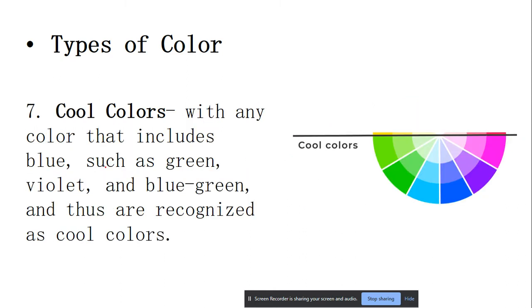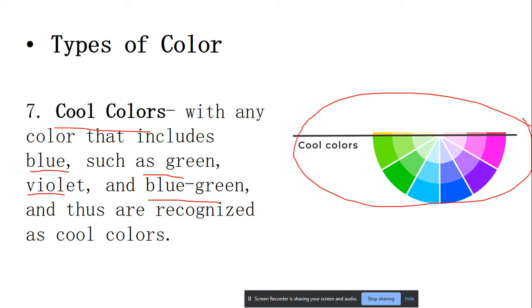And then we have these cool colors, any color that includes blue, such as green, violet, and blue green. One more time, it includes blue, such as green, violet, and blue green. Thus they are recognized as cool colors. So earlier we have the warm colors, and here it is, we also have the cool colors.